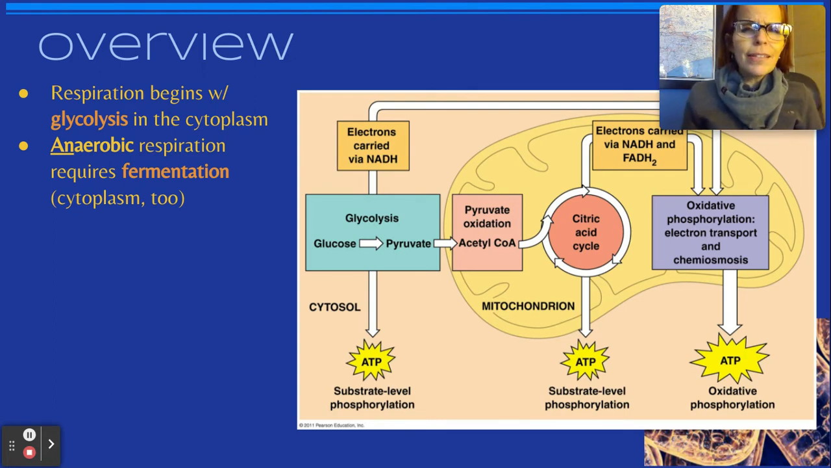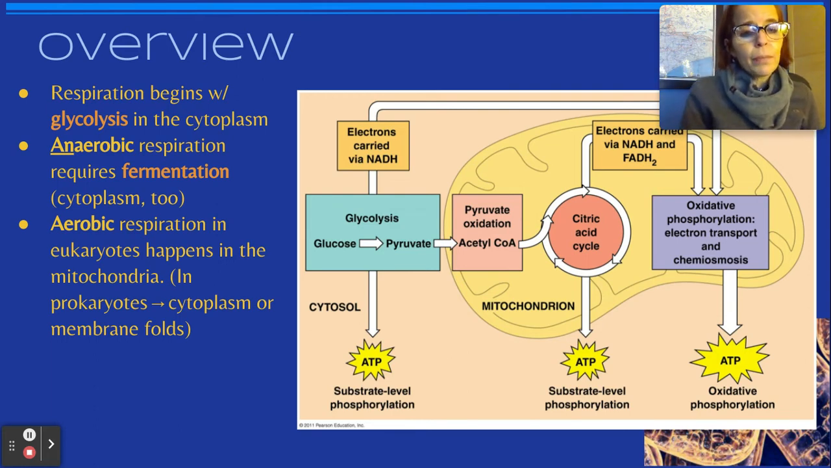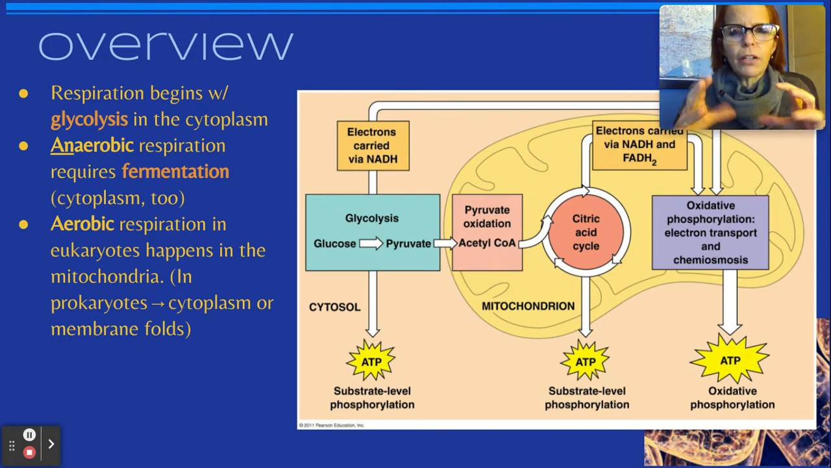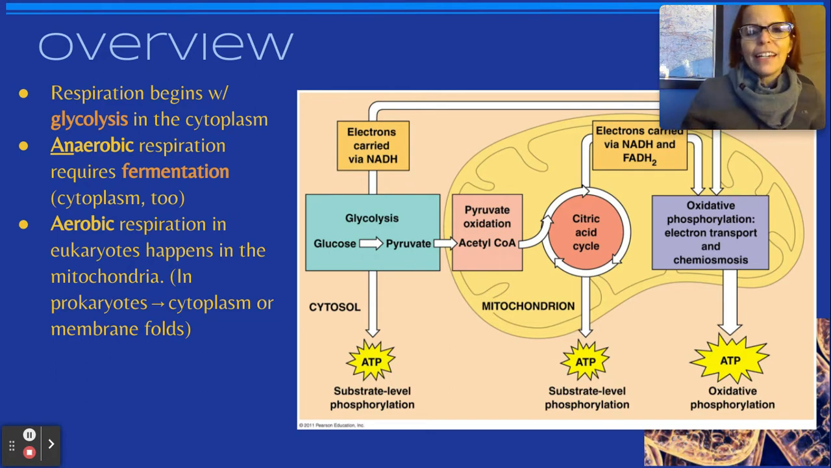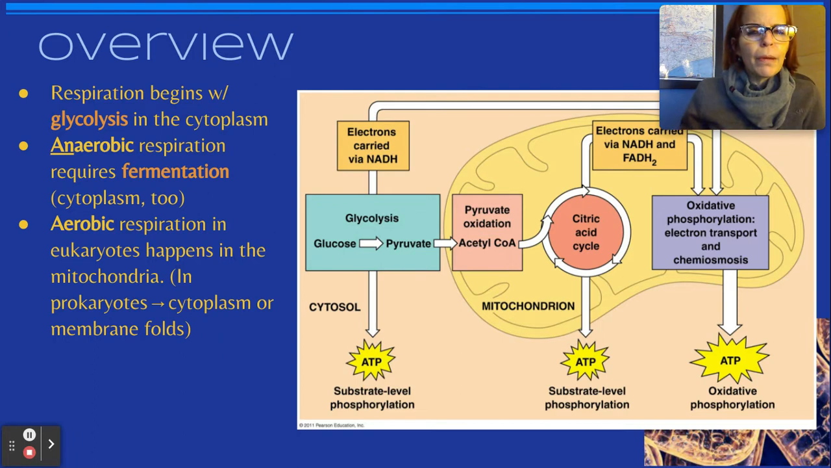So if oxygen is not present, then the whole process happens out in the cytoplasm, and the mitochondria are never involved. Aerobic respiration in eukaryotes happens in the mitochondria. In prokaryotes, it happens in the cytoplasm or in the folds of the membrane of the prokaryote itself. Remember that prokaryotes, bacteria, are simply the size of mitochondria. They can't have mitochondria in them. So they have all these processes take place in the folds of their own membranes.